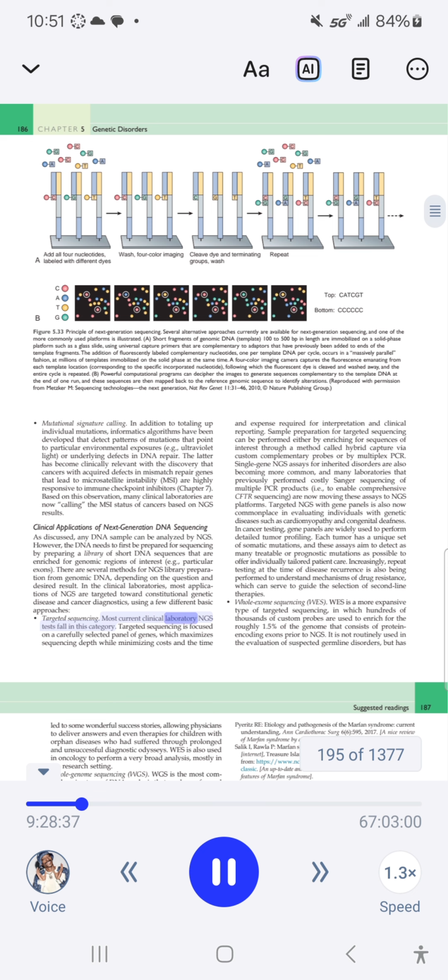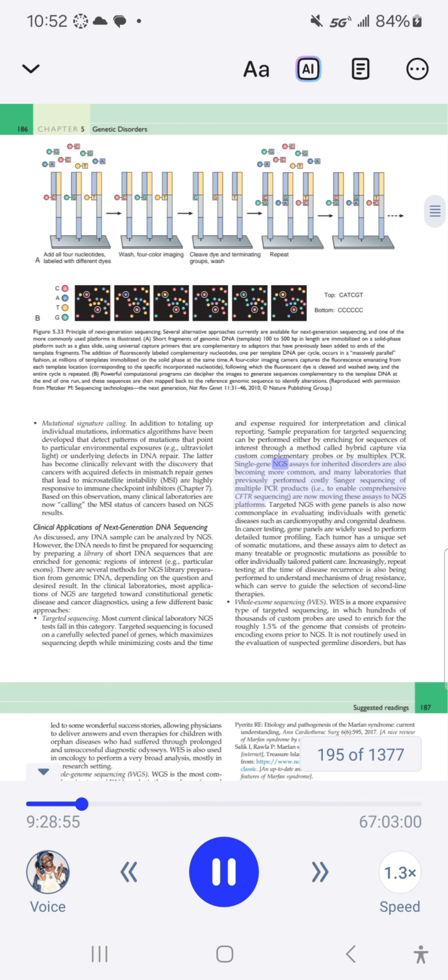Most current clinical laboratory NGS tests fall in this category. Targeted sequencing is focused on a carefully selected panel of genes, which maximizes sequencing depth while minimizing costs and the time and expense required for interpretation and clinical reporting. Sample preparation for targeted sequencing can be performed either by enriching for sequences of interest through a method called hybrid capture via custom, complementary probes, or by multiplex PCR.